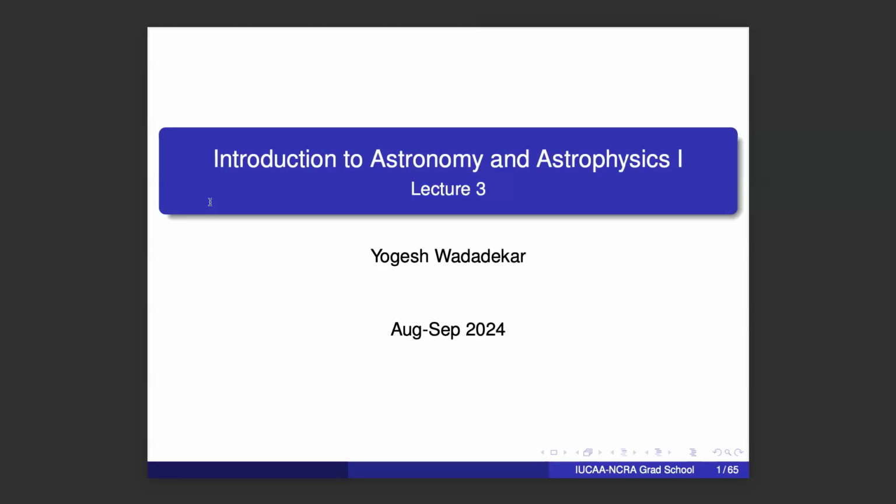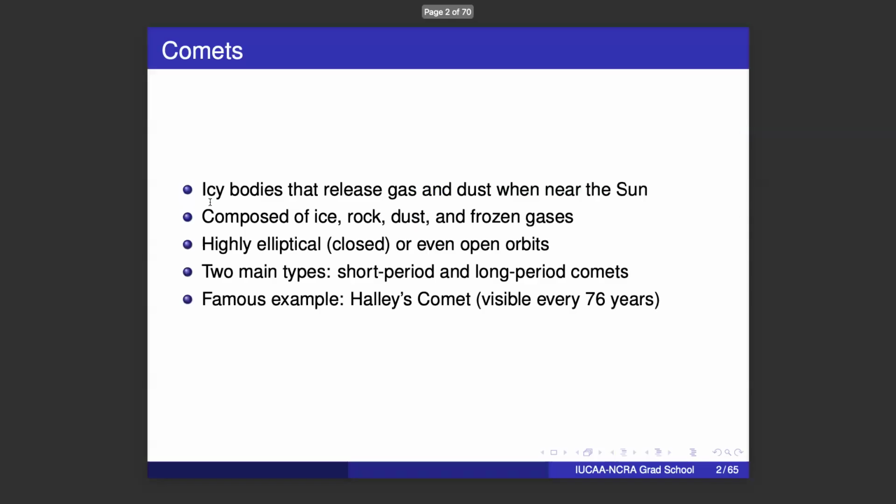Last time we were talking about the solar system, so we will complete that discussion today, and then we will look at extrasolar planets, which will be the main topic to be covered today. So we looked at these planets, dwarf planets, etc. The smaller components of the solar system include comets.